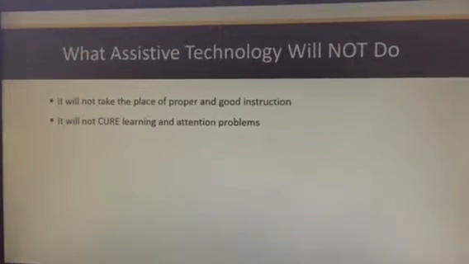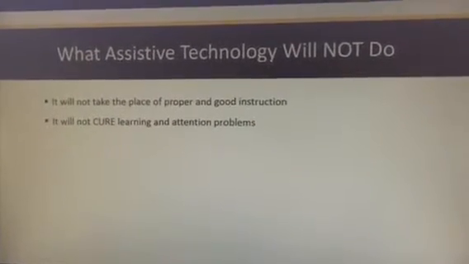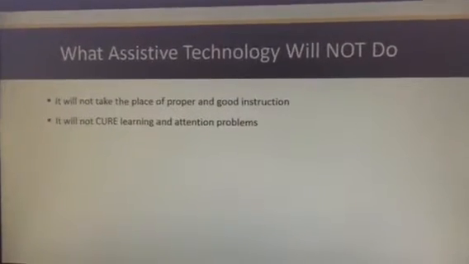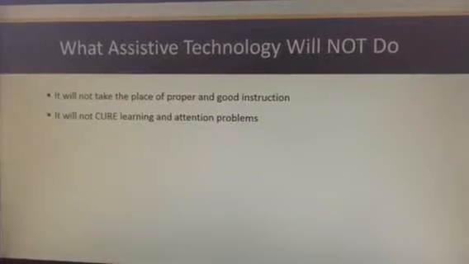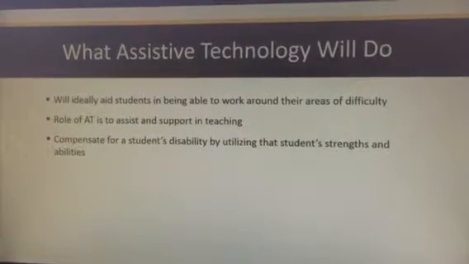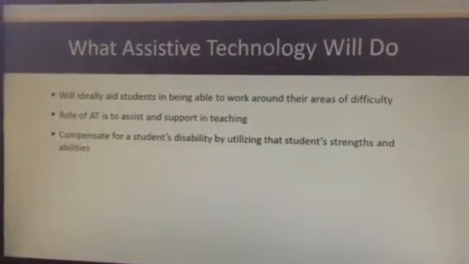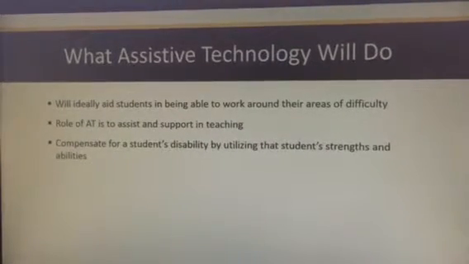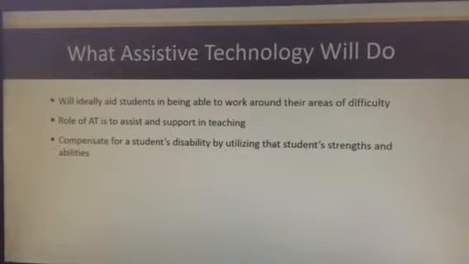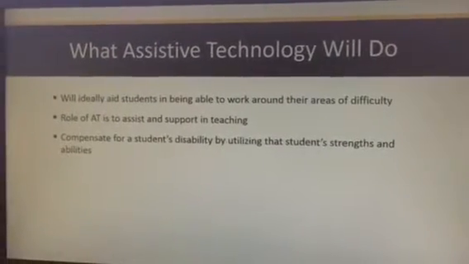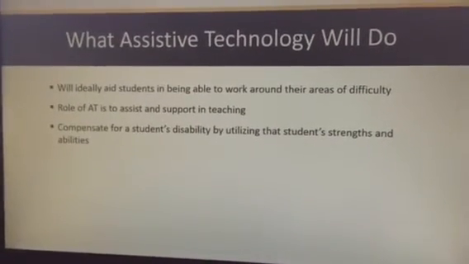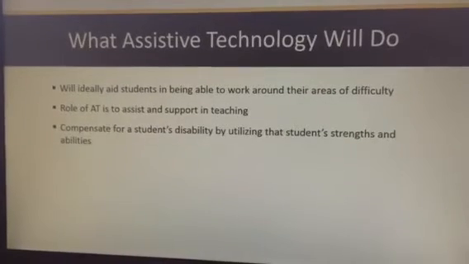What will assistive technology not do? It will not take the place of proper and good instruction, and it will not cure learning and attention problems. What will assistive technology do? It will ideally aid students in being able to work around their areas of difficulty. The role of assistive technology is to assist and support in teaching. And ideally, it'll compensate for a student's disability by utilizing that student's strengths and abilities.